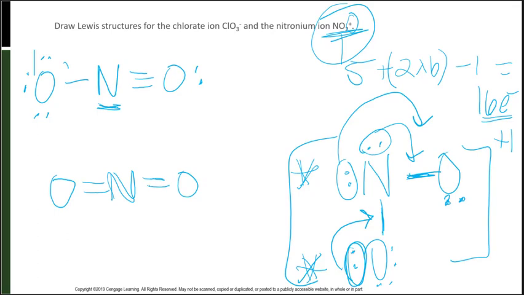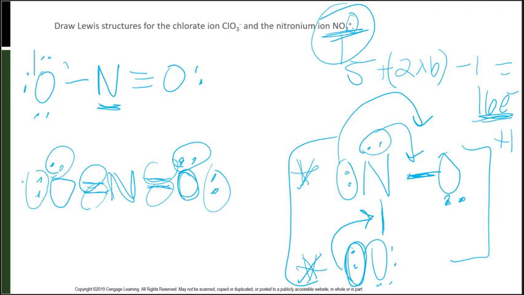This nitrogen now has 2, 4, 6, 8. This oxygen has 2, 4, 5, 6, 7, 8. This oxygen, 5, 6, 7, 8. And notice, do we still have 16? 2, 4, 6, 8, 10, 12, 14, 16.